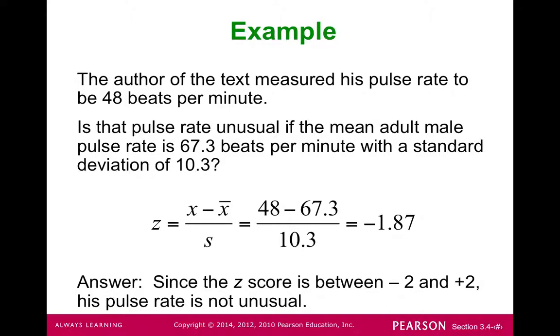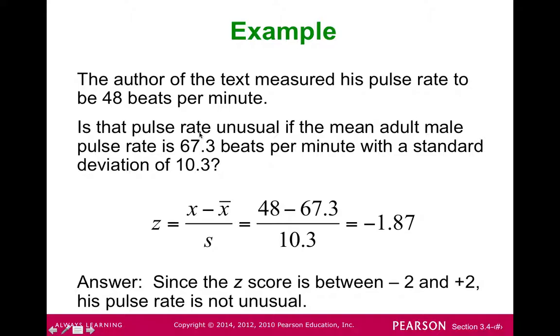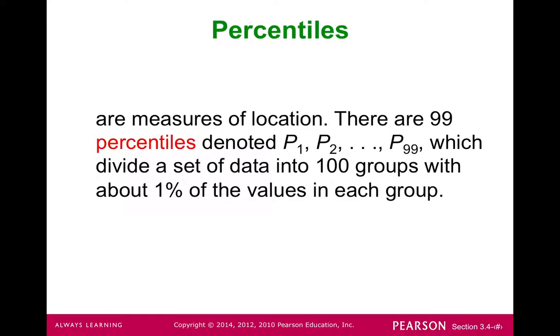Because negative 1.87 is between negative 2 and positive 2, just like we would have seen here, so negative 1.87 would be right about here, it's considered to be an ordinary value. So we can conclude that his pulse rate is not unusual, it's actually usual.